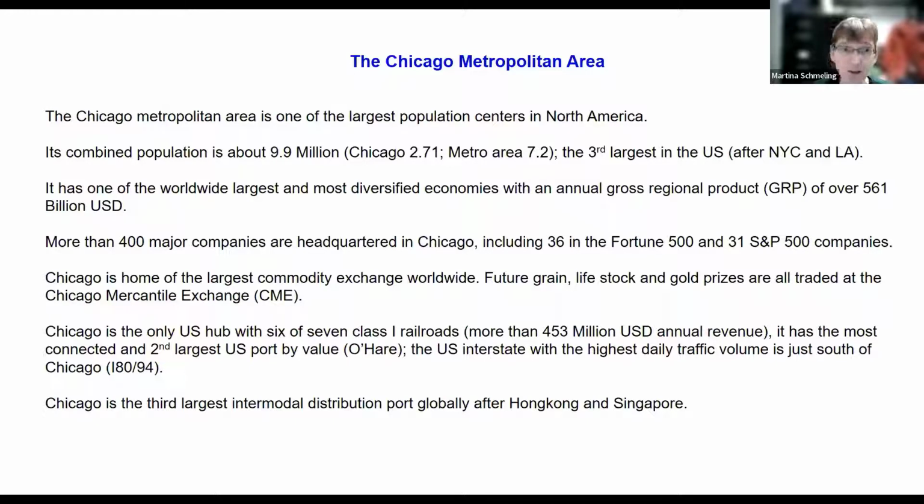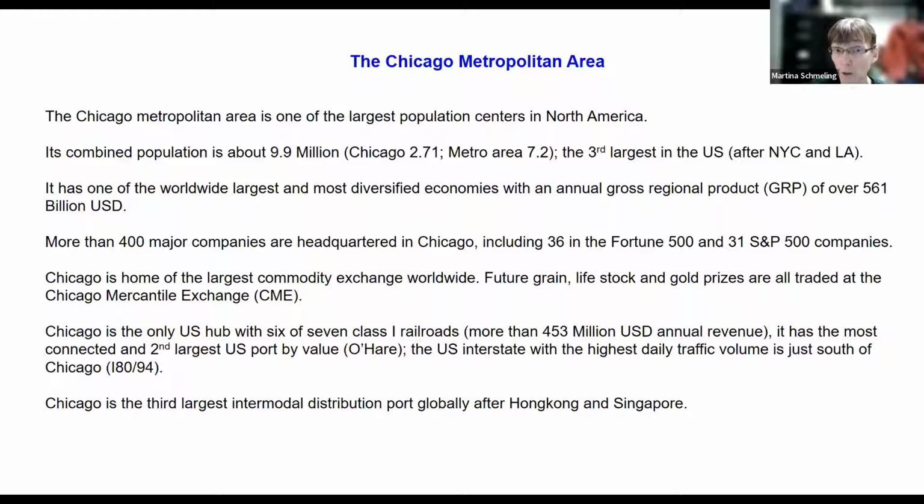So the Chicago metropolitan area is one of the largest population centers in North America. It has a population of roughly 10 million. Chicago itself is about 3 million, and the metropolitan area is about 7 million. So it's a decent ratio. The metropolitan area stretches up to 200 kilometers and covers Chicago pretty much. Chicago is the third largest city in the United States after New York City and Los Angeles.